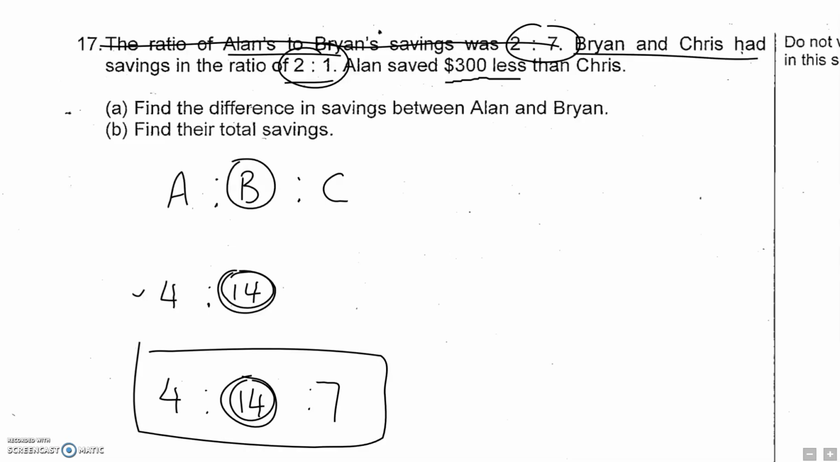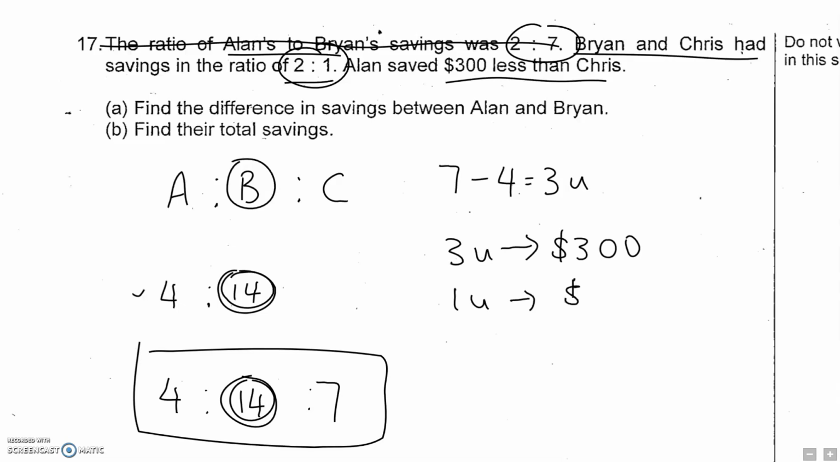Alan saved 300 lesser than Chris. Alan and Chris is 7 units, Alan is 4, the extra unit is 3 units. And this 3 units is $300. 1 unit, you divide them by 3, gives you a total of $100. So find the difference between Alan and Brian.